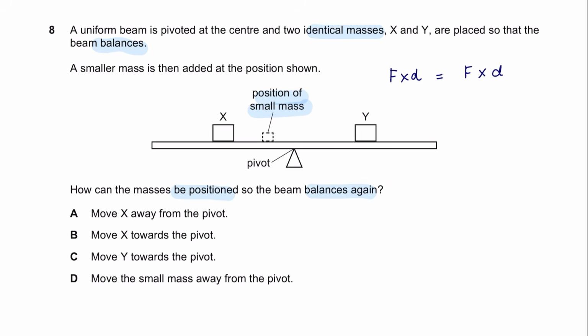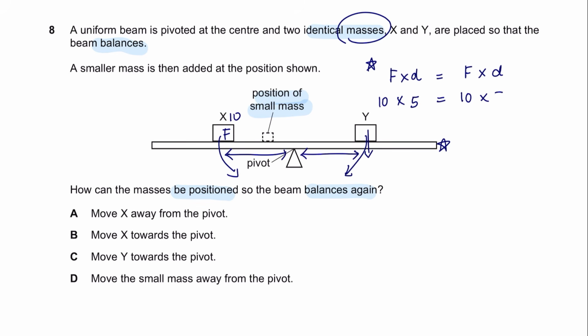This question is related to moment. For this to be balanced, the clockwise direction has to be equal to the anti-clockwise direction. You can do that by calculating the force and distance. The force applied at x, let's say is 10, multiplied with the distance over here, which is 5, must be equal to the force applied here, which is also 10, as they are identical masses, and the distance has to be the same, which is 5.